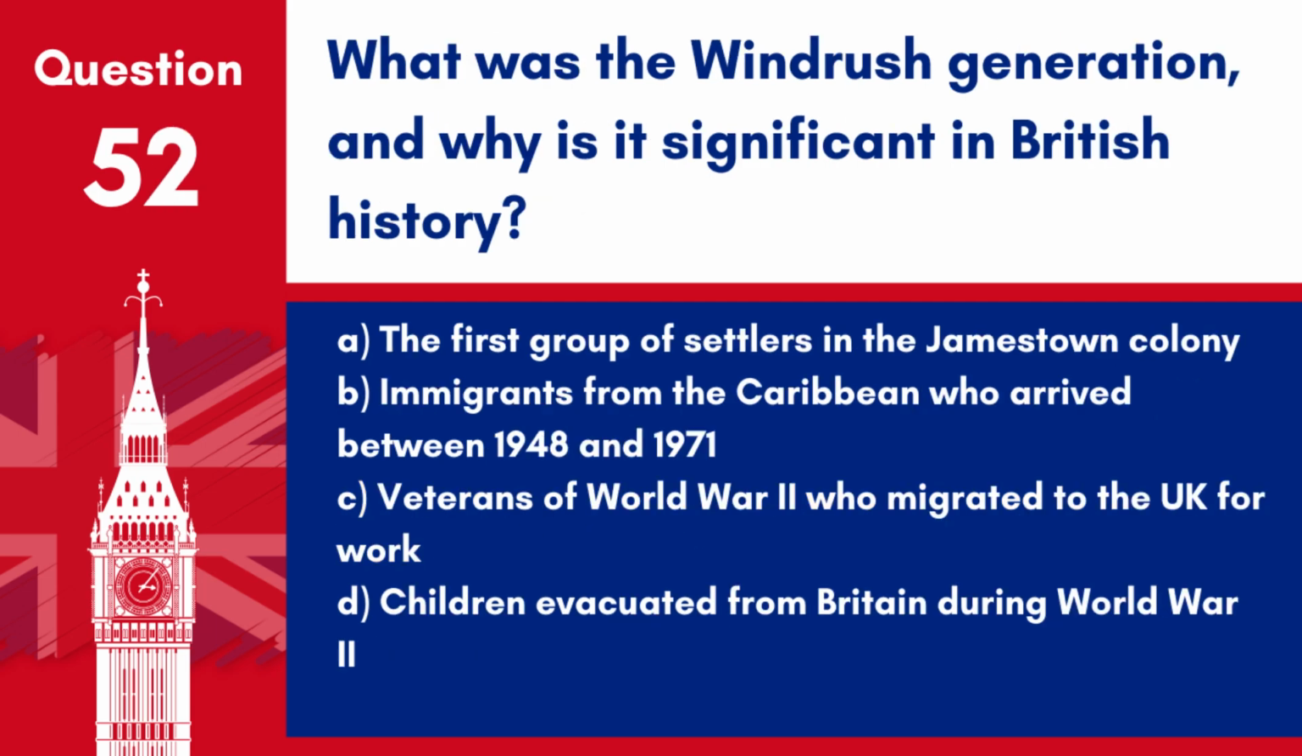Question 52. What was the Windrush generation, and why is it significant in British history? A. The first group of settlers in the Jamestown colony. B. Immigrants from the Caribbean who arrived between 1948 and 1971. C. Veterans of World War II who migrated to the UK for work. D. Children evacuated from Britain during World War II. Answer: B. Immigrants from the Caribbean who arrived between 1948 and 1971.